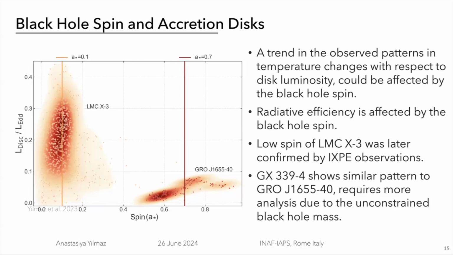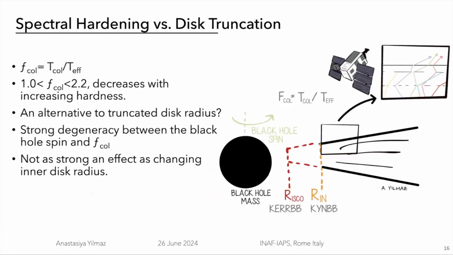So this is not only specific to LMC X-3 and GRO J1655. It also is present in GX 339-4, and there, something even more different is happening in LMC X-1. We were able to then confirm the lower spin measurements of LMC X-3 with the XP observations, and it was a very nice confirmation of what we were trying to say.